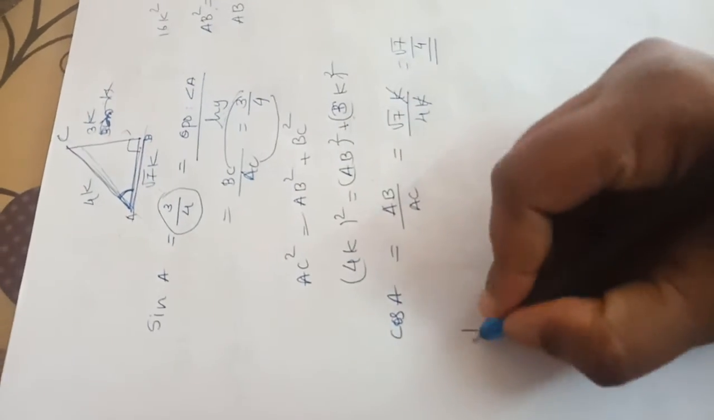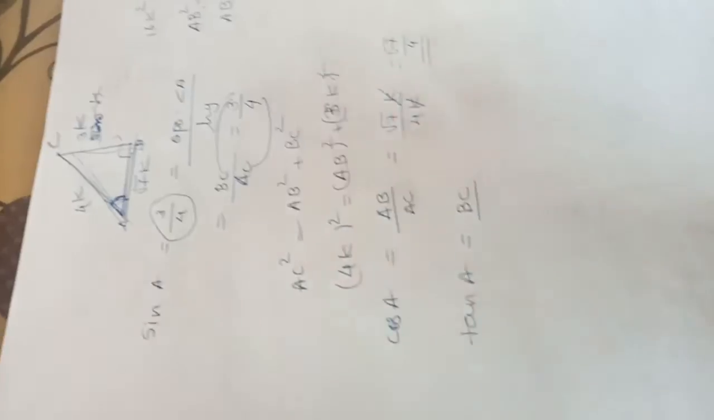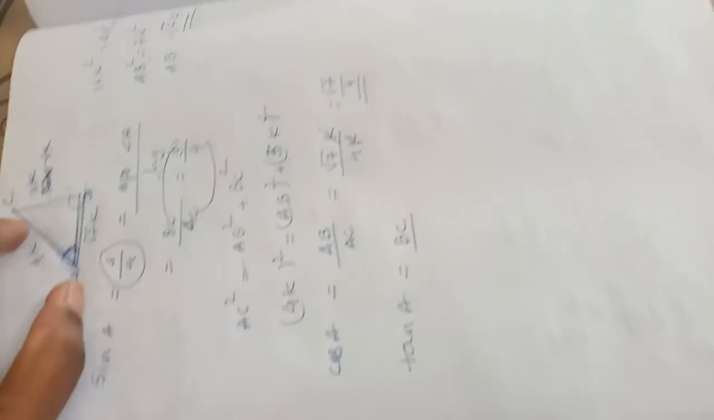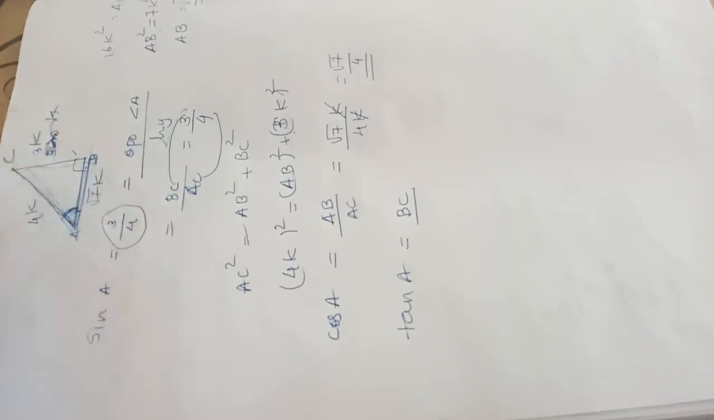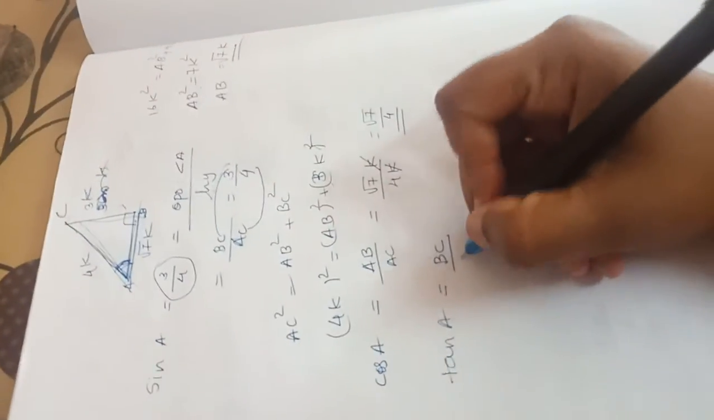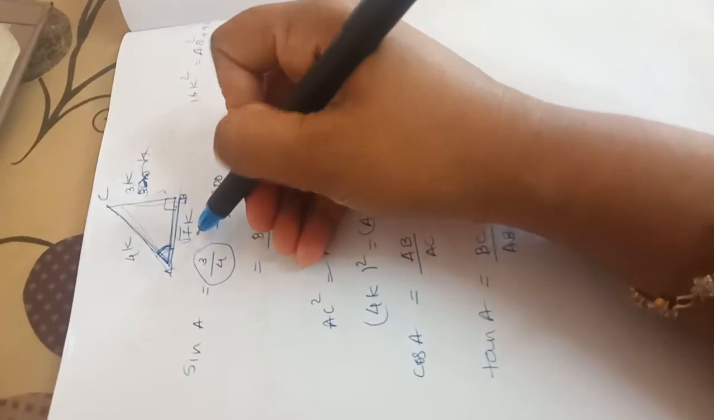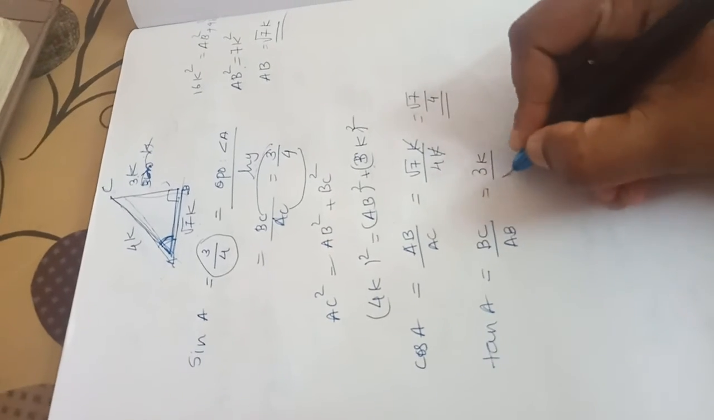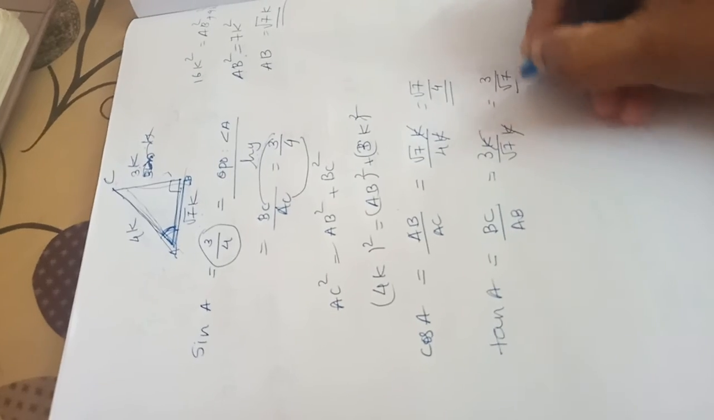First answer. Next we have to calculate tan A. What is the equation for finding tan A? Side opposite to angle A, sorry, tan A we are calculating. So side opposite to angle A, BC, divided by side adjacent to angle A, that is AB. So BC divided by AB. What is BC here? 3K, and AB is root 7K. So 3K divided by root 7K. K we can cancel. So 3 divided by root 7 will be the final answer.